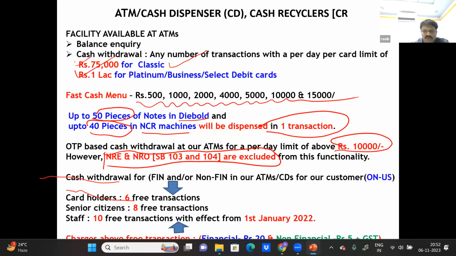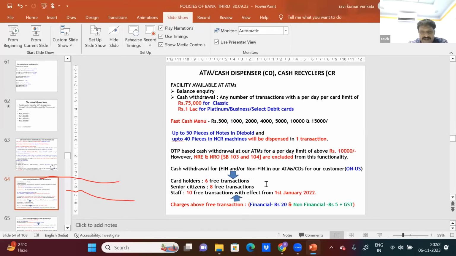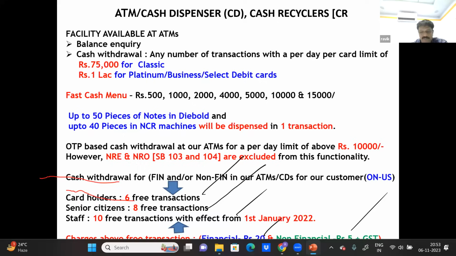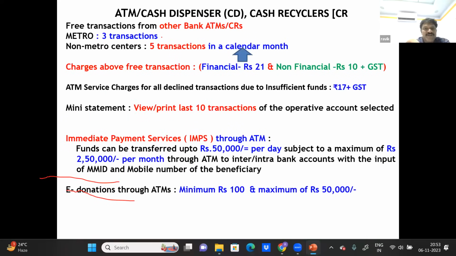Now, cash withdrawal, I think we have already discussed this in detail earlier. So 6 transactions, 8 transactions, 10 transactions, and the charges are 6, 8, 10 means financial 10 and non-financial 5 rupees. I told you, if it is another bank's ATM, 3 transactions, 5 transactions, charges will be 21 and 10 rupees. That will appear in the next slide. See, 3 transactions, 5 transactions, we know very well, 21 and 10 rupees.